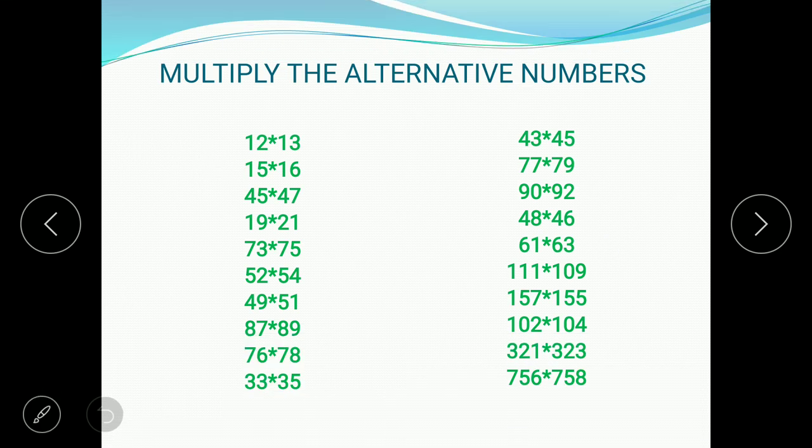And multiply the alternate numbers. You can also try the second method I told you. In place of 12 into 13, you can use 12 into 17. 12 into 16, sorry, we have done 12 into 16. So let's see, 45 into 49 you can do. 45 into 49. It will be 47 minus 2 into 47 plus 2. So you can use that one as well.